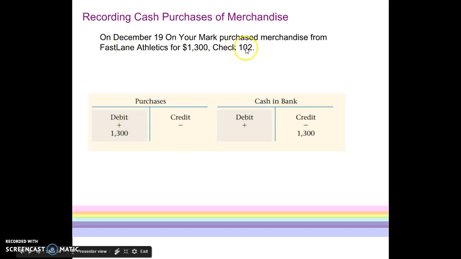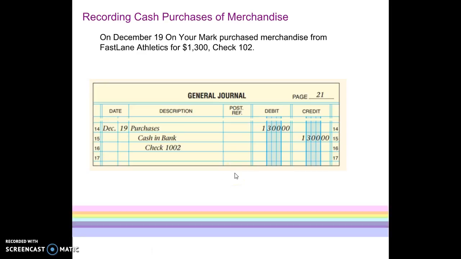Whenever we purchase merchandise, that's when we're going to use the account called Purchases. This is the purchasing of all merchandise. So in this case, we would debit Purchases for $1,300 and credit cash and bank for $1,300 because we used cash to make the purchase. Putting this in the general journal is relatively simple. December 19th, we debit Purchases for $1,300 and we credit cash and bank for $1,300. Check 1002, our source document. When you see anything in the transaction clue, purchased merchandise, immediately think Purchases account.